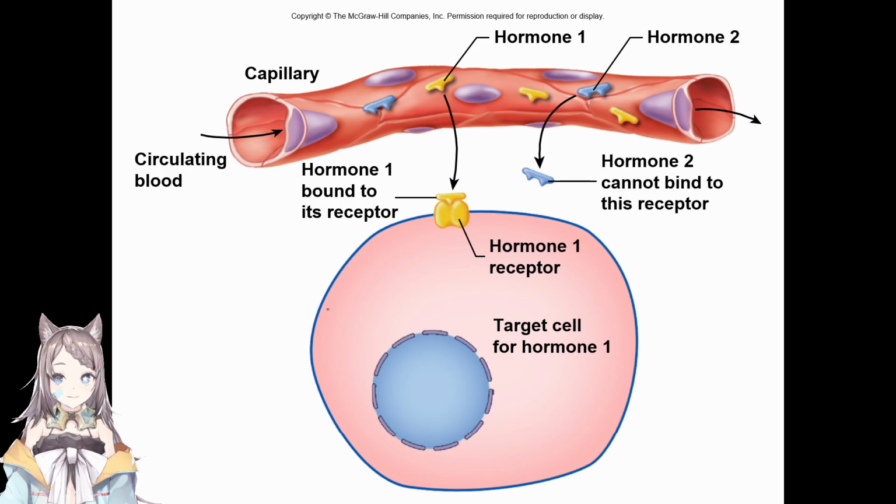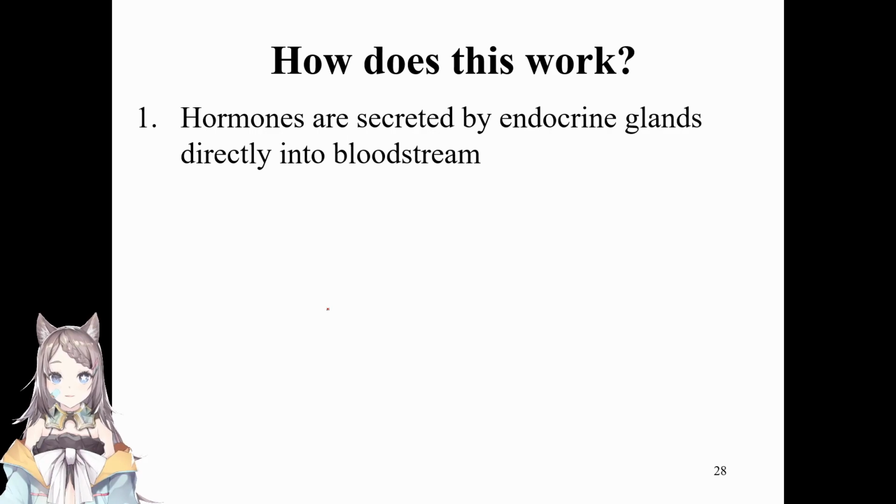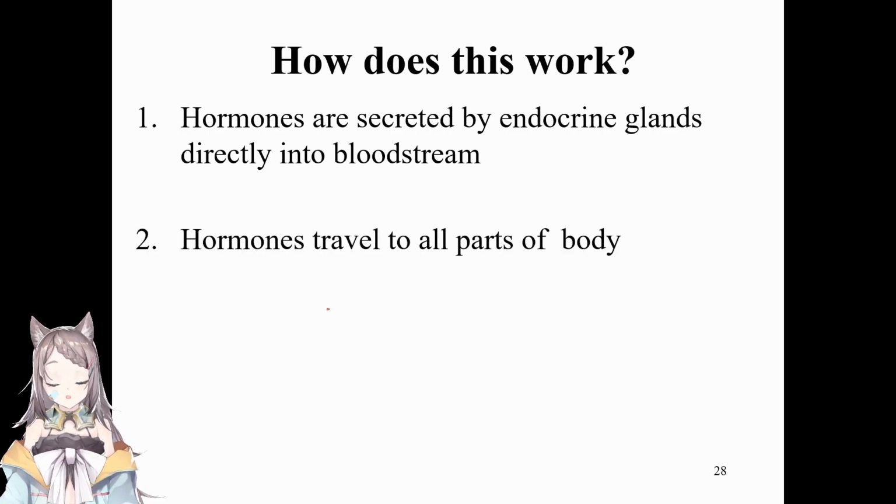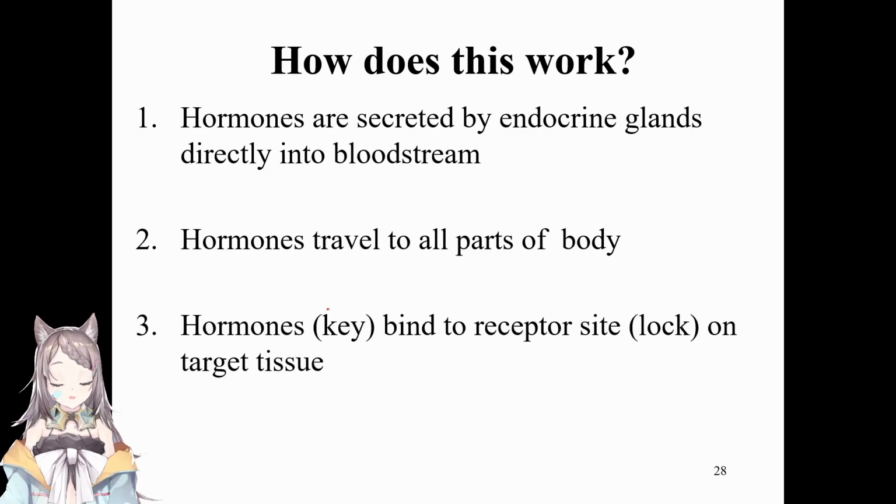So how does binding work? Hormones are secreted by endocrine glands. They travel to the bloodstream. Once in the bloodstream, they travel to all parts of the body. Hormones bind to receptor sites and lock to target tissue, and the response occurs.